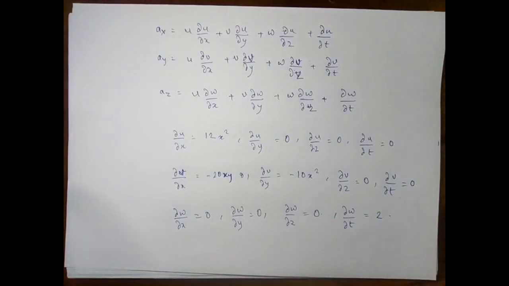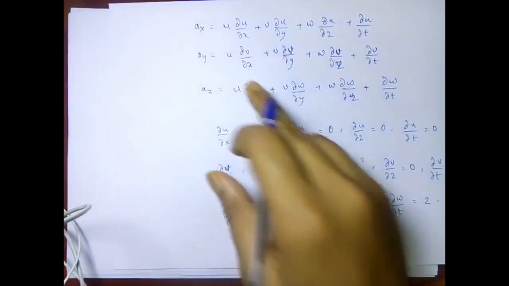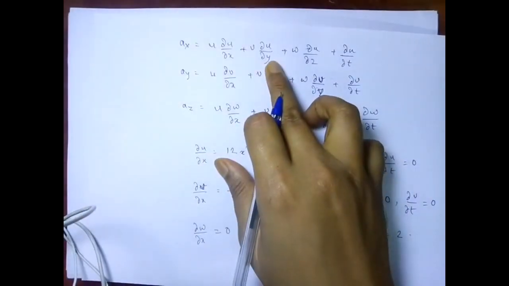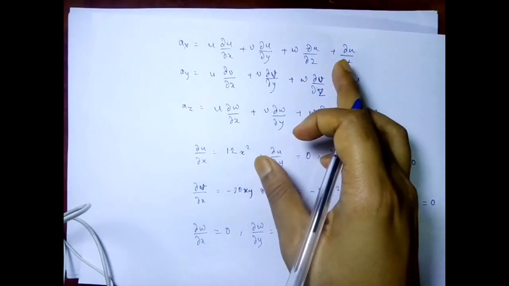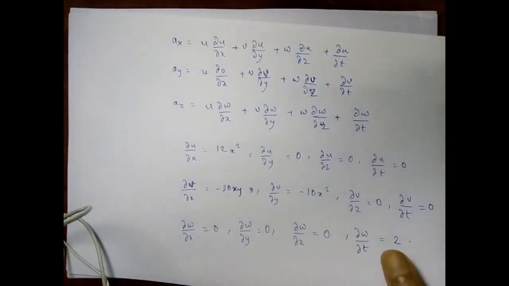So we have obtained the values of del u, all these values. So now we will write the equation as ax is equal to u del u upon del x plus v del u upon del y plus w del u upon del z plus del u upon del t.